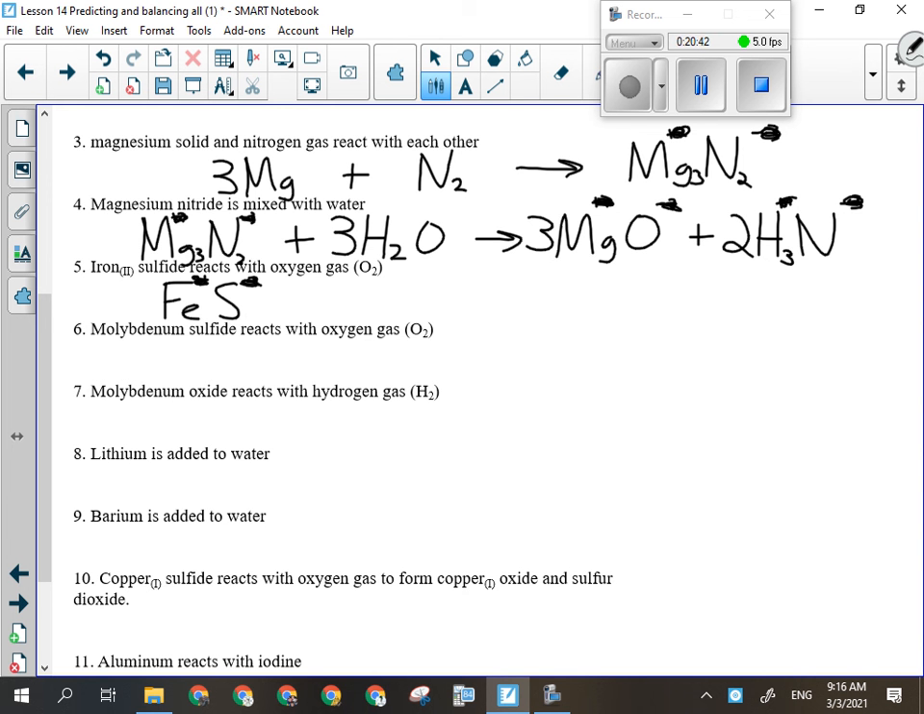And it is reacting with oxygen gas. They tell you O2 here. Probably on a quiz or a test, I would not give you that. I would just say oxygen gas, and you would have to remember oxygen is special and needs a 2 to make O2. All right. Next step is what?